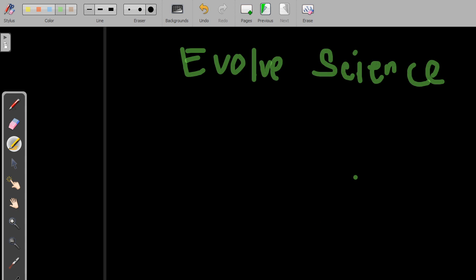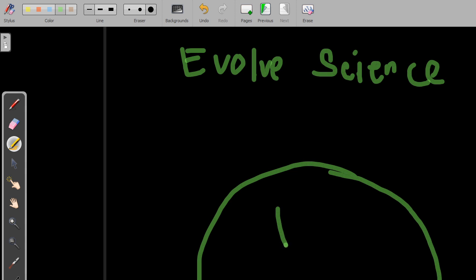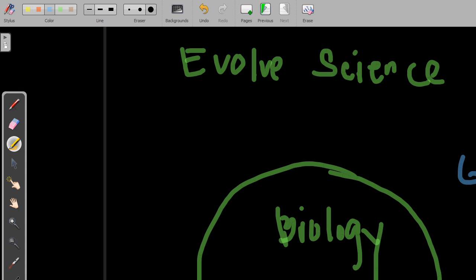So kumbaga, if we can draw a Venn diagram, we have biology already in science. So sakop na siya ng science. Okay? It's part of science. However, there are things outside of science like, last time, the supernatural. Okay, and then art, it's outside of science. And then law. Okay, it's outside of science.